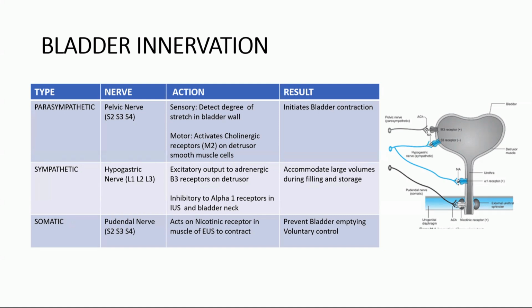The sympathetic fibers go via the hypogastric nerve from the lumbar portion of the spinal cord, and they act on the beta 3 receptors on the detrusor muscle, resulting in relaxation. At the same time, they also act on the alpha 1 receptors on the internal urethral sphincter to cause its contraction, thus allowing accommodation of large volumes during filling and the storage phase.